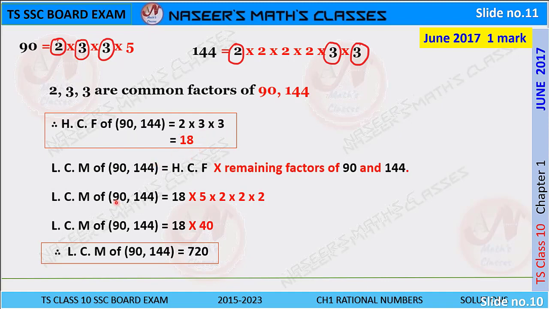Next, LCM of 90 and 144 is written as HCF into remaining factors of 90 and 144. We already calculated HCF as 18 and the remaining prime factors are 5, 2, 2, 2. Then LCM of 90, 144 is written as 18 into 5 into 2 into 2 into 2. So 5 into 2 into 2 into 2 is 40. Therefore, LCM of 90, 144 is 18 into 40. 18 into 40 is equal to 720. Therefore, LCM of 90, 144 is equal to 720.